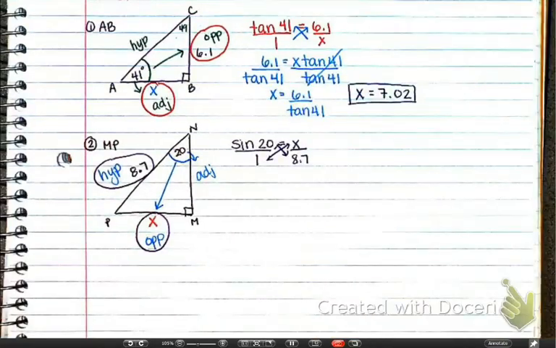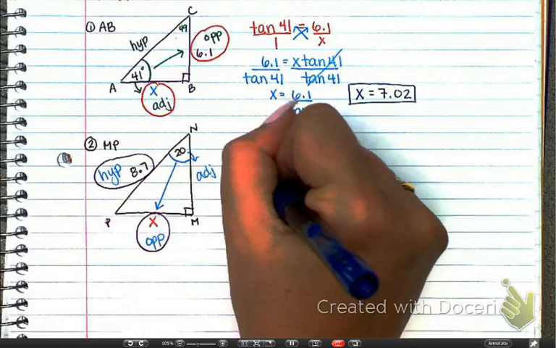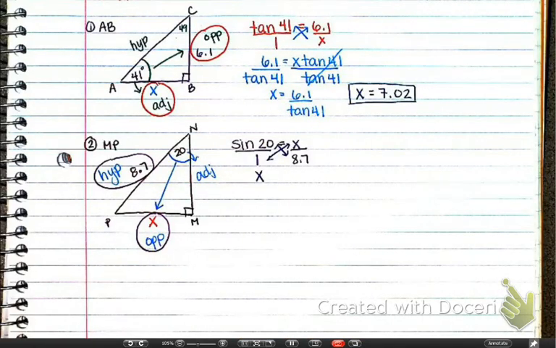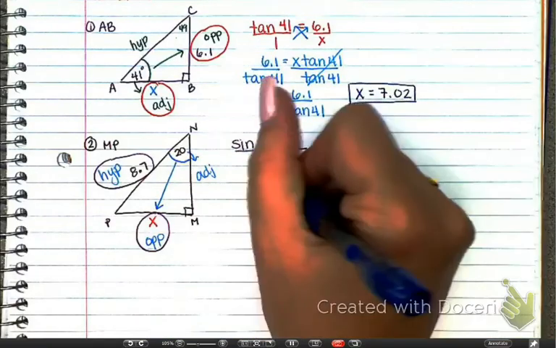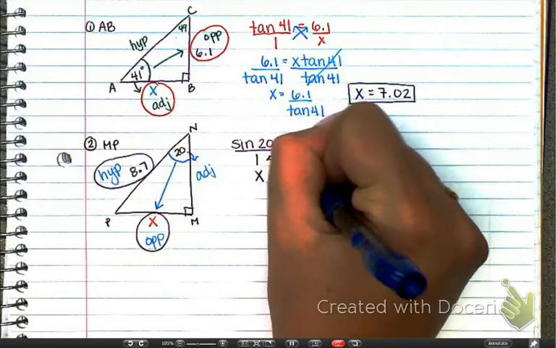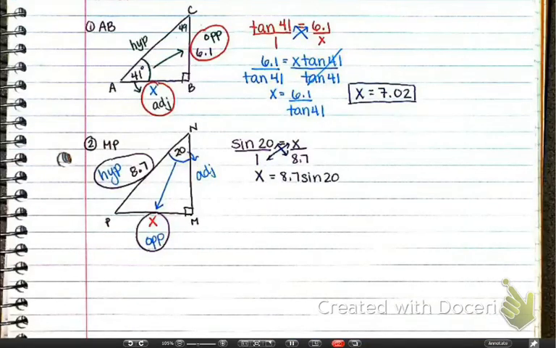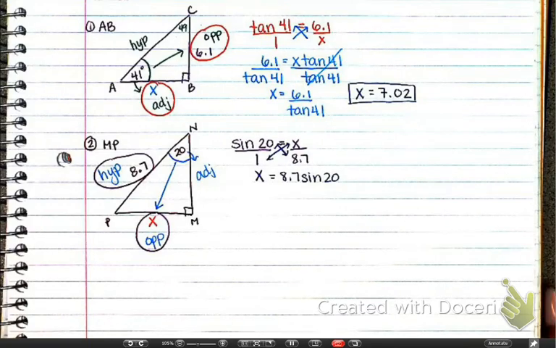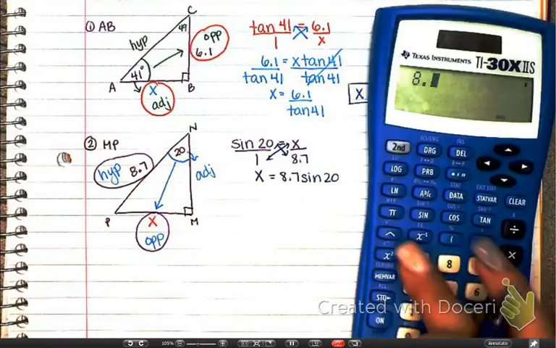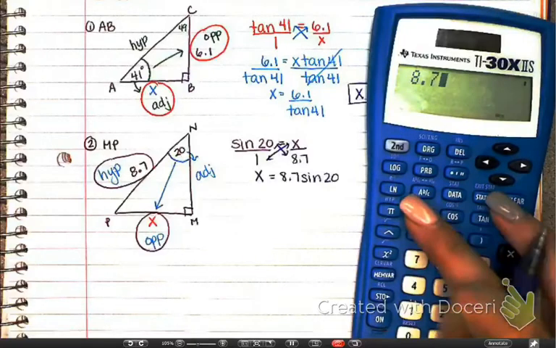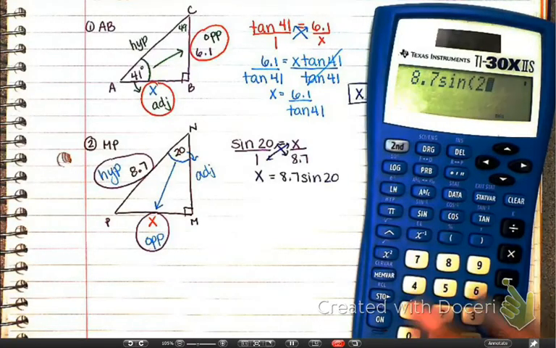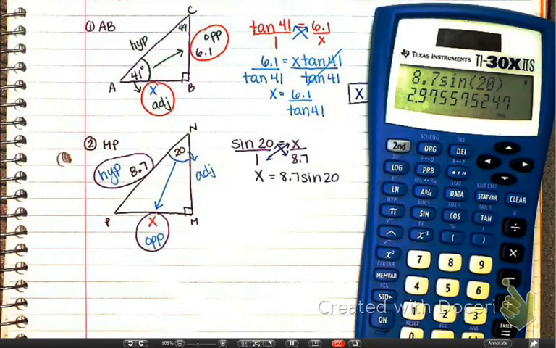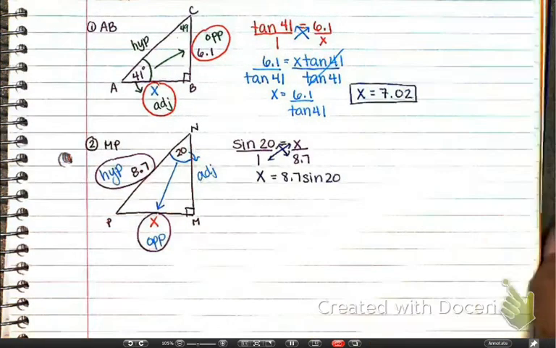But look what happens. 1 times x is x, right? 8.7 times the sine of 20 is 8.7 times the sine of 20. We're going to put 8.7 out front. Is x by itself? Mm-hmm. So all we need to do is plug it into our calculator. So in your calculator, 8.7 out front, so 8.7 times the sine, and you can just click sine, so 8.7 sine of 20. 2.98. Did you all get 2.98? Yes. Okay.